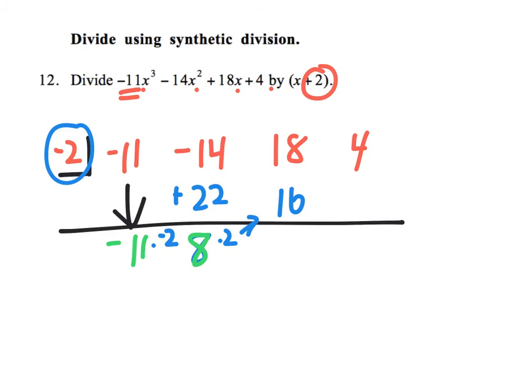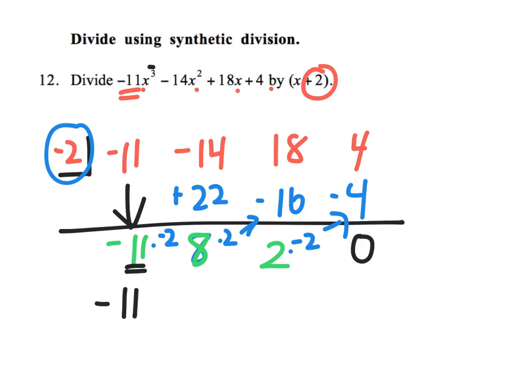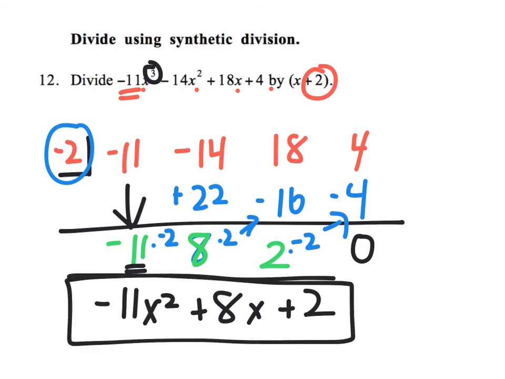Oh, I'm sorry. We're multiplying by negative 2. My bad. So really, I have a negative 16, which makes more sense. 18 minus 16 gives me 2. All right, we need to multiply that by a negative 2. And when I do that, I get a negative 4. 4 minus 4 gives me 0. Again, we're going to rewrite our final answer. We're going to do negative 11, because that's my first thing. And then we started with an x cubed, so it's going to be x squared. Then plus 8x plus 2. And this guy shall be your final answer.